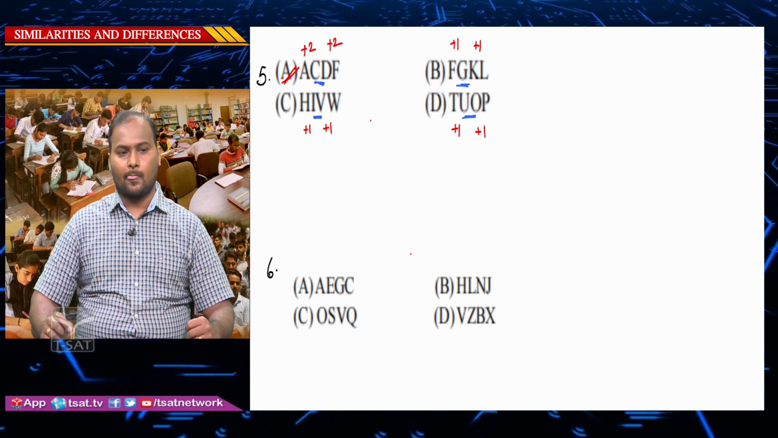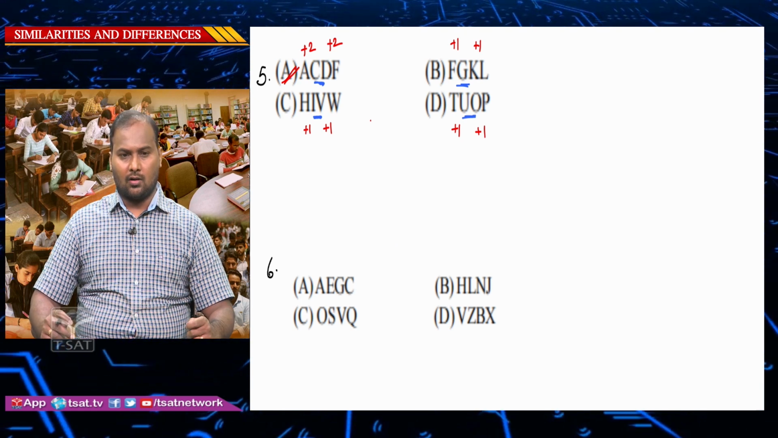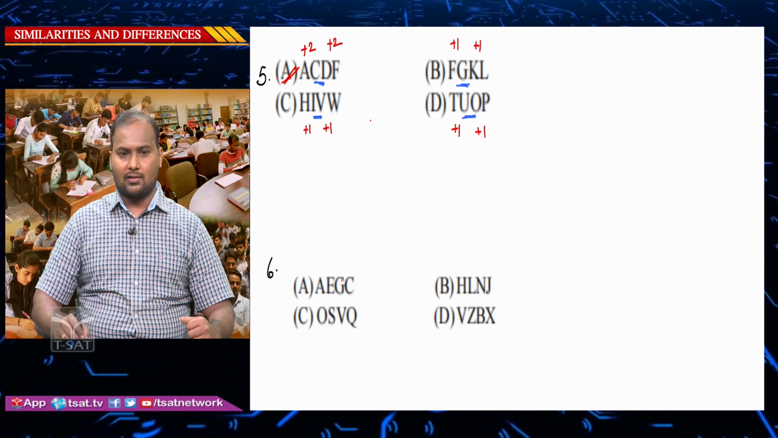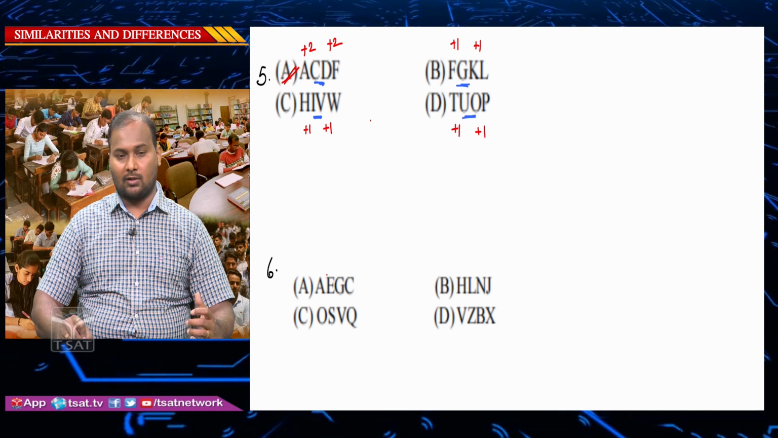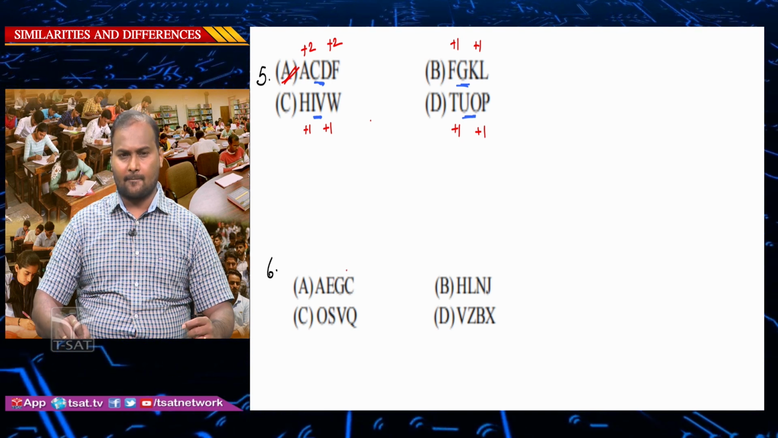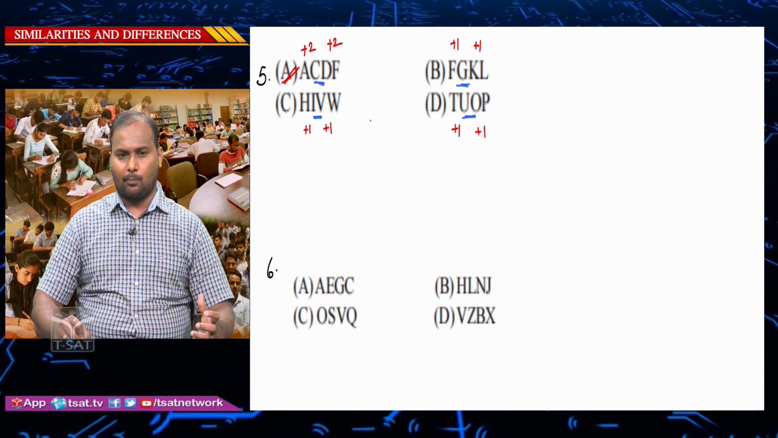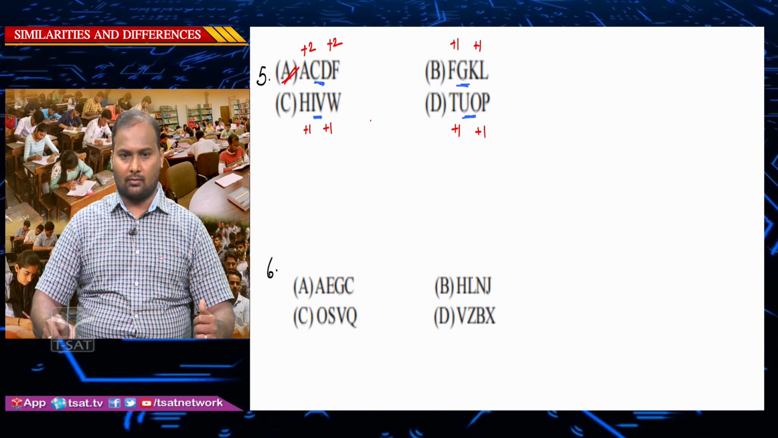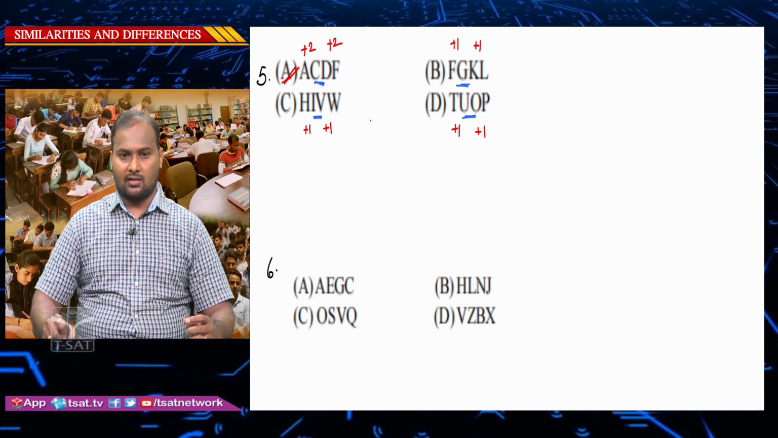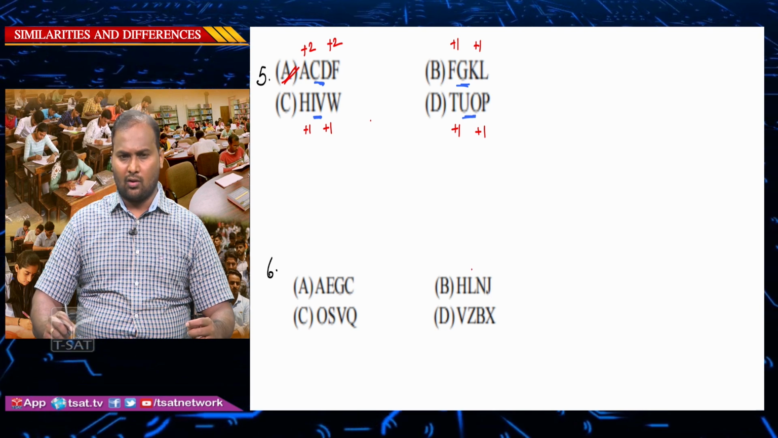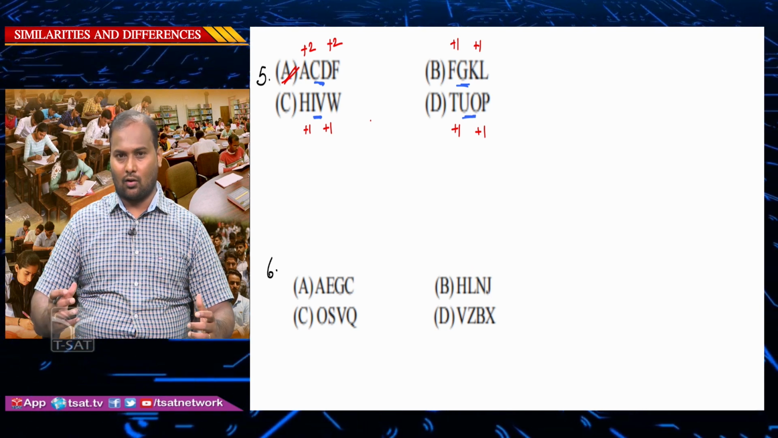Next question. See question number 6. In case of question number 6, A, E, G, C. Here also see the range of numbers: A to E, how much increase, E to G, how much change, G to C, how much change is there. Whether the same change can be applicable to the remaining options or not, you need to check out. For example, H to L, what is the range from H to L? And in the same way, range from L to N, and range from N to J. Once you observe this range, you will get the logic in the mind.